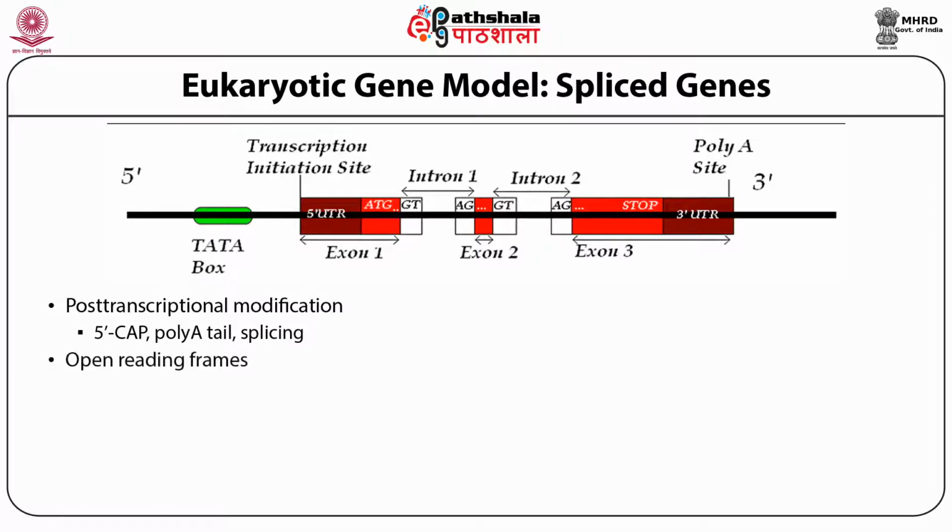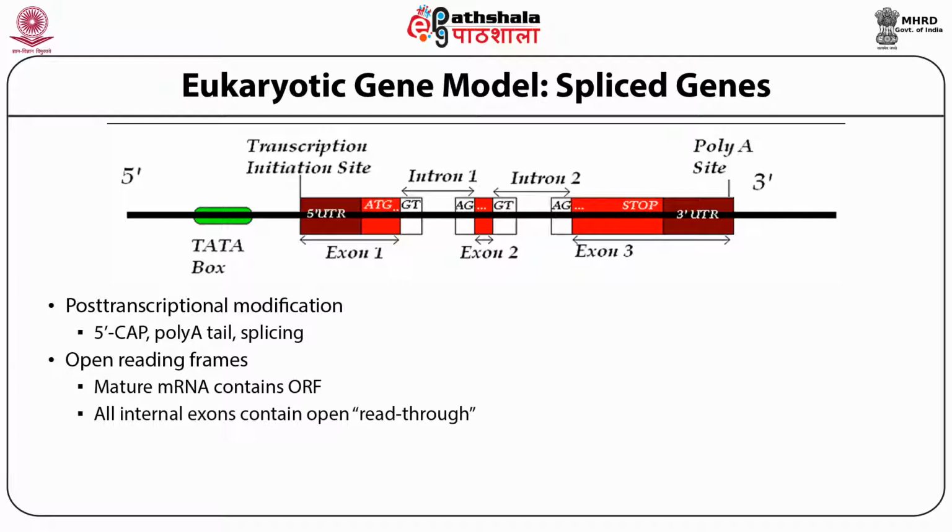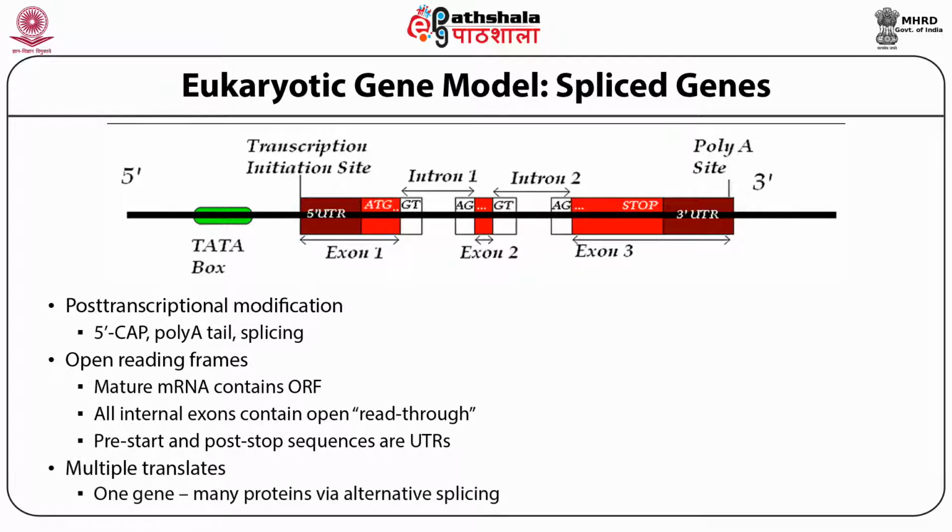Then the open reading frame of the eukaryotic genome model is different. It's the mature mRNA that contains the open reading frame. All internal exons contain the open reading frame, and the pre-start and post-stop codon regions are UTRs. And multiple transcripts from one gene give many proteins via alternative splicing.